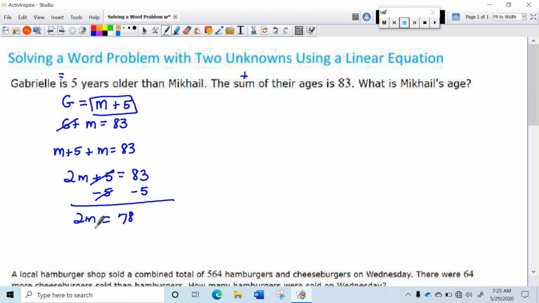This is stuck together, so that means times. 2 times m. The opposite of times is divide. So I'm going to divide both sides by 2. Top cancels with bottom. 78 divided by 2 is 39. So Mikhail is 39 years old.